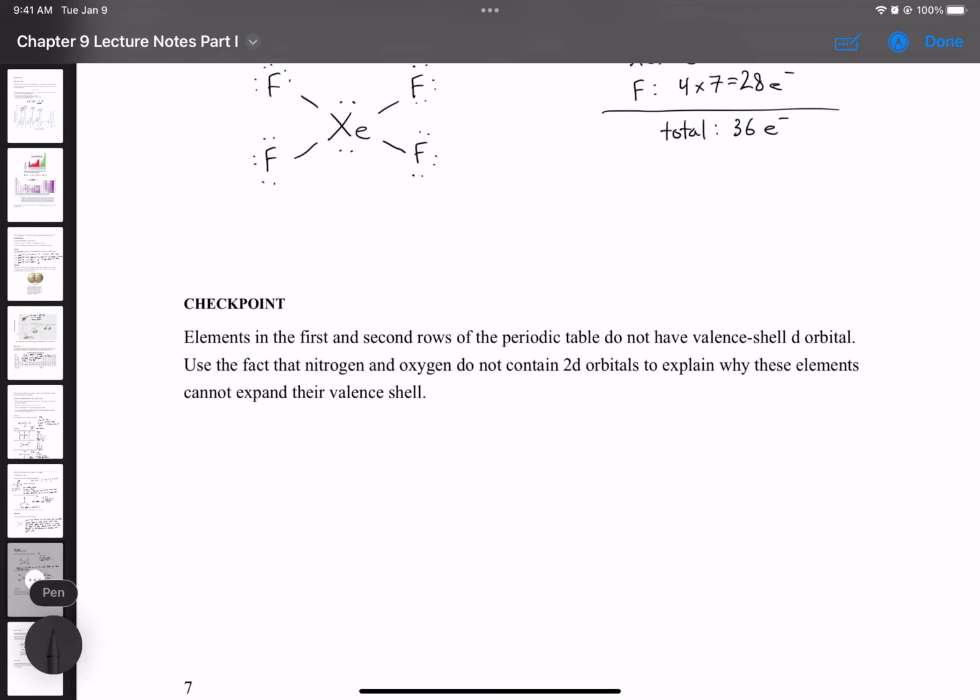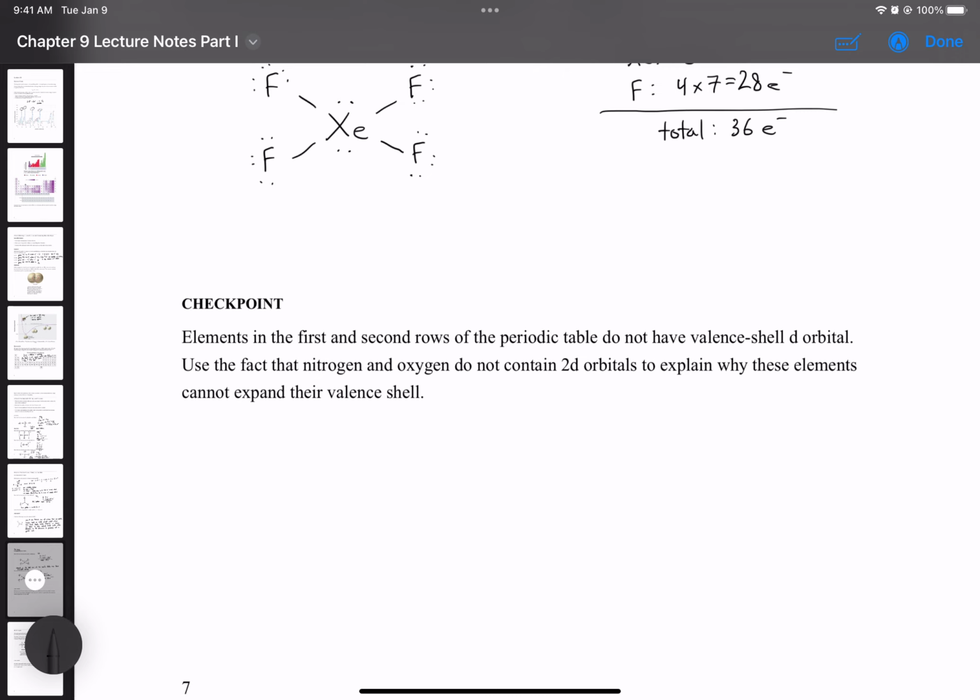Okay. So elements in the first and second rows of the periodic table do not have valence shell d orbitals. They do not have these d orbitals in the valence shell. All right. So let's use the fact that nitrogen and oxygen do not contain 2d orbitals to explain why these elements cannot expand their valence shell. So they don't have access to the d orbitals, right? So they can't form an expanded octet, right?